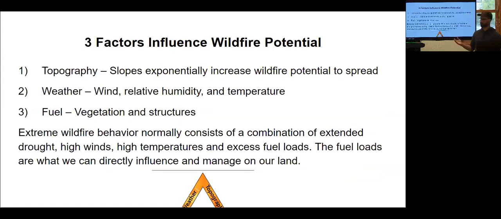Let's talk about the 3 factors that generally influence wildfire on our landscape. There are 3 main ones. First off is topography. That's simply the slope of the landscape. The higher the slope, the more it's sort of an exponential scenario, where the more slope, the more potential wildfire has to spread. So if you're on a hill, it's going to greatly increase the chances of a fire moving up that hill.